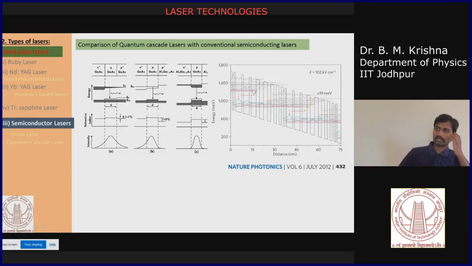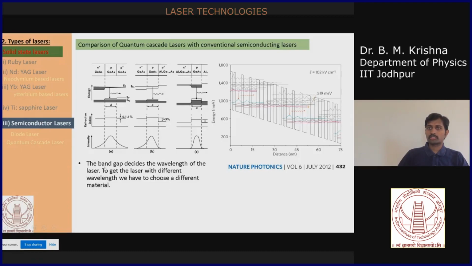In quantum cascade lasers, your structure will decide the wavelength. Whatever wavelength you want, you design according to the structure. In the conventional case, if you want a different wavelength, you have to find a different material. Here it is the same material; you change the width of the quantum wells and you get whatever wavelength you want. That is the main point here. The band gap decides the wavelength of the laser in conventional semiconductors, so you have to choose a different material for different wavelengths.